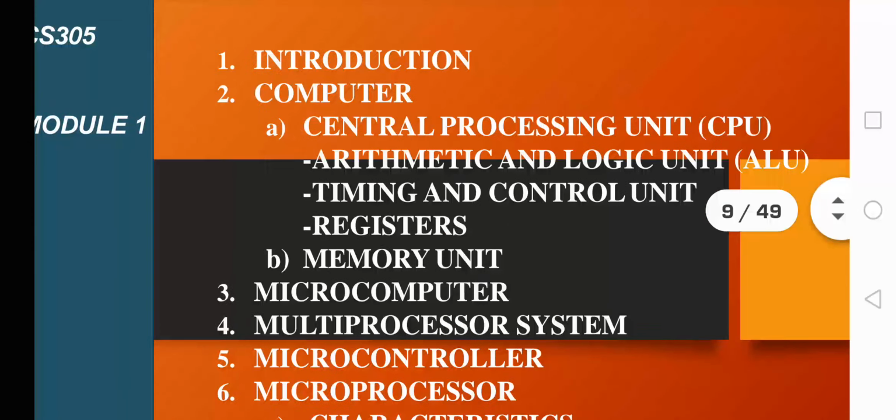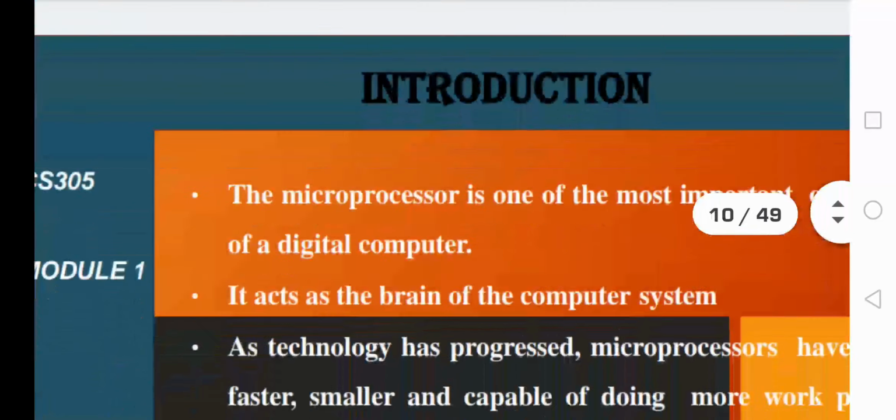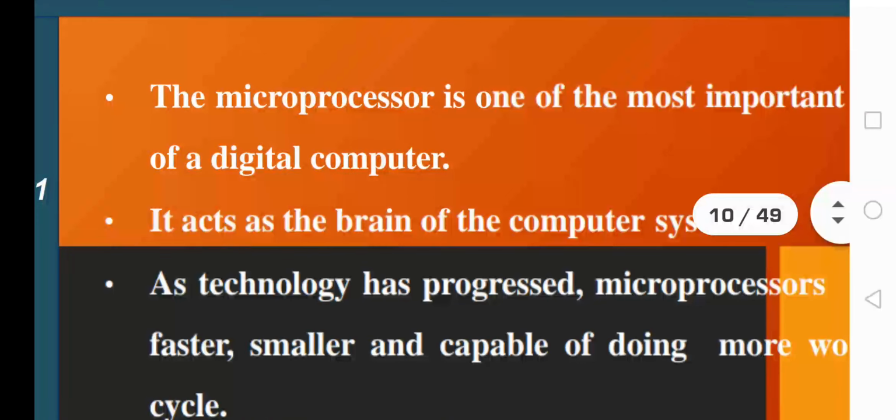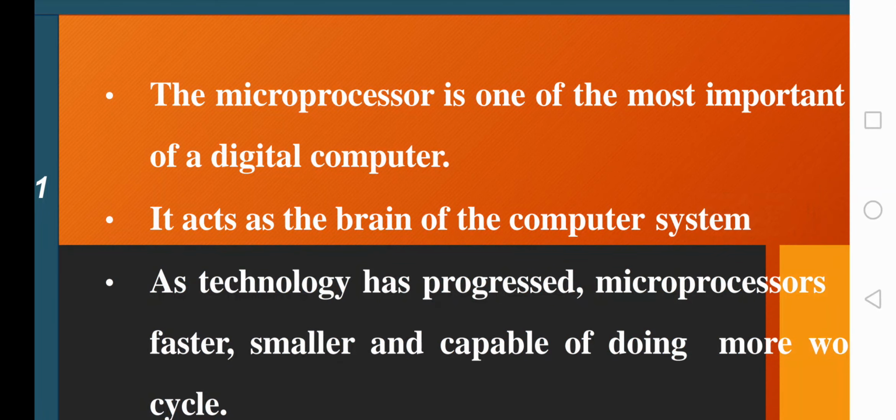Okay, so these are the various things that I am going to tell you in this particular video. Let me tell you in the first slide itself that the microprocessor is one of the most important components of a digital computer. From all those things that I told you so far, you might have understood that the processor or the CPU is a microprocessor alone.